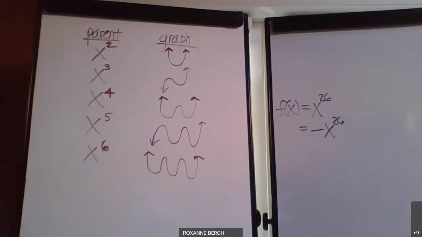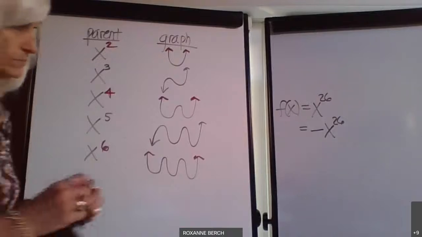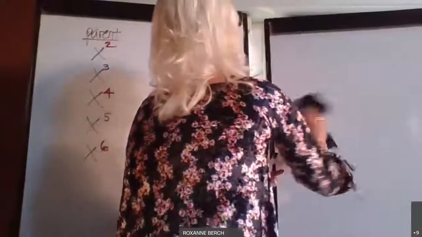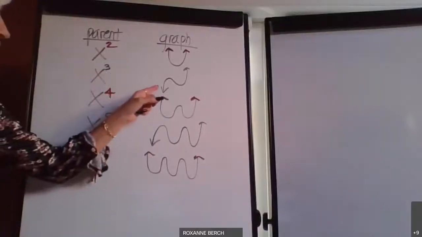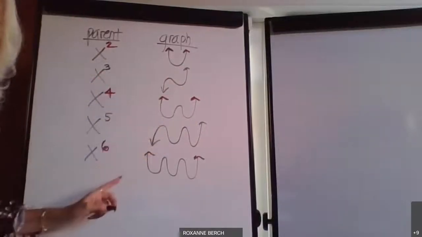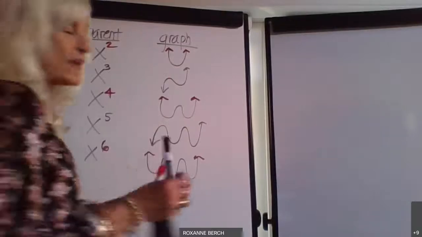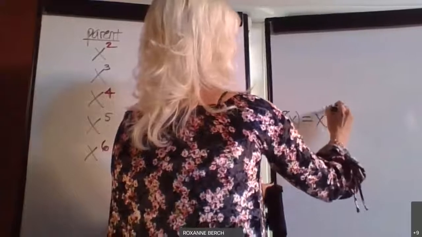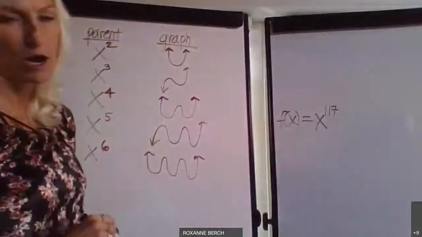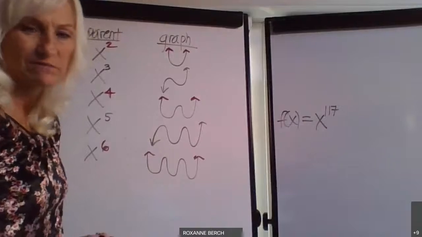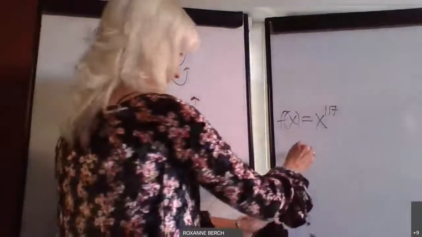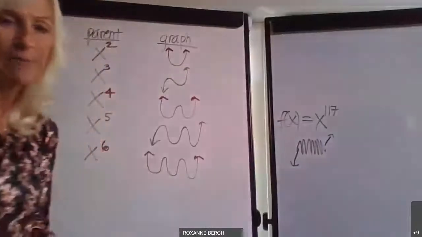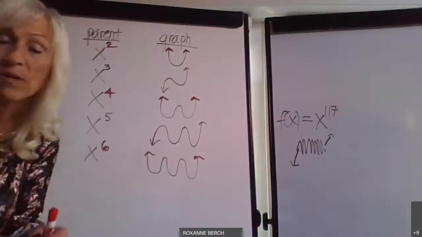What do you notice about the odd ones? The left points down and the right goes up. Yes. The odd ones, it goes down and up, and x to the 7th would be down and up. What do you think about this one? Hundred and 17th power. Tell me the end behavior. Down and up. Good job.